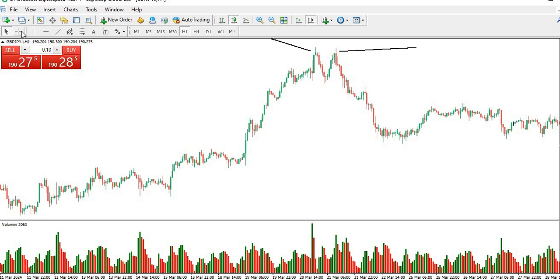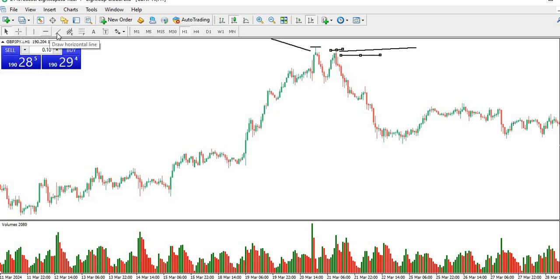What the market did here was the market made a significant high here. The market retraced back and made a second high, which is the double top, and while retesting the first high, the market formed this bearish engulfing candlestick.